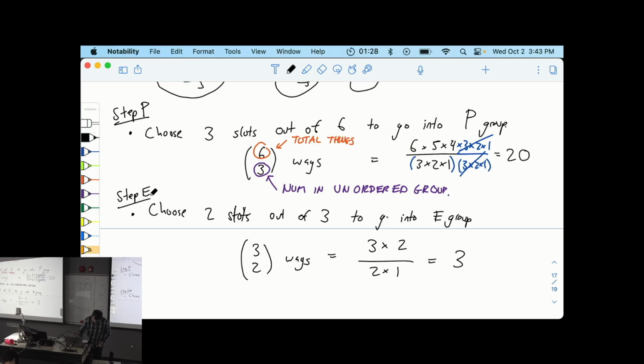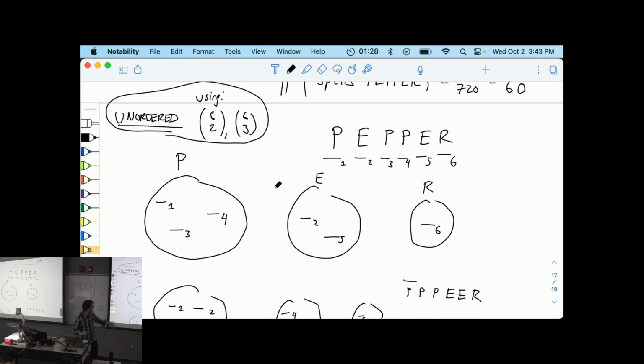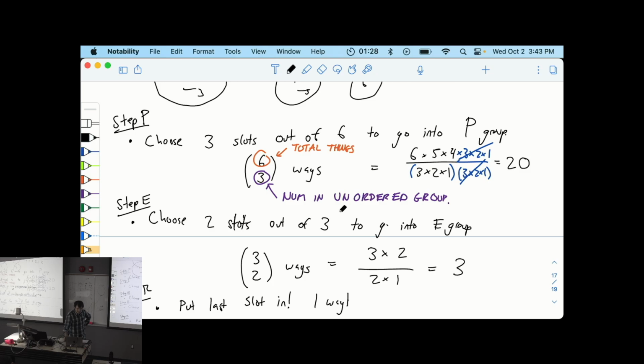Step E. Okay, and last but not least, step R, put down the R's. There's only one way. Put it in the last slot. One way. Okay. So for example, in the first step, maybe I chose 1, 3, and 4. Out of the 20 possibilities, you can choose 3 things. If you choose 1, 3, and 4, let's get the P's. With 1, 3, and 4 gone, what slots are left? There's 2, 5, and 6. With 2, 5, and 6, one of the ways is to put the 2 and the 5 in the E group. And then you're left with the 6 that goes in the R. That's one way to make pepper. And in fact, this is the only way to make pepper.